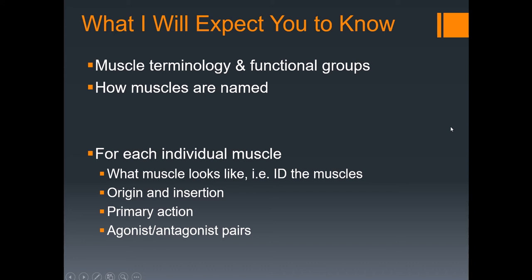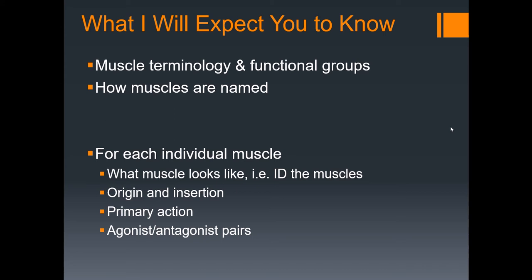So in terms of what we will expect you to know, we are going to talk a little bit about terminology and the different functional groups and the way muscles function. We are going to review how muscles are named. We can actually learn a whole lot about a muscle by looking at its name, so that's definitely an important thing to go over. And then for the 45 or so muscles that we've chosen, which are the major muscles of the body, you'll need to be able to identify it.